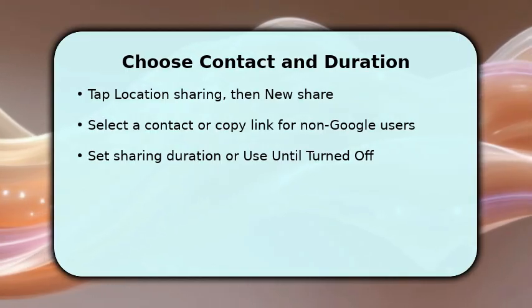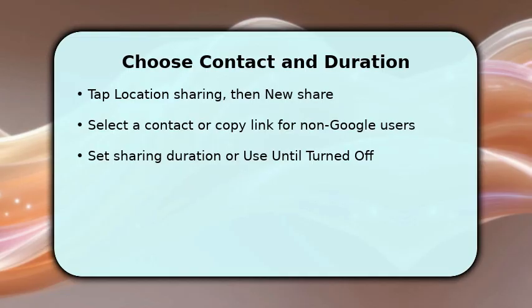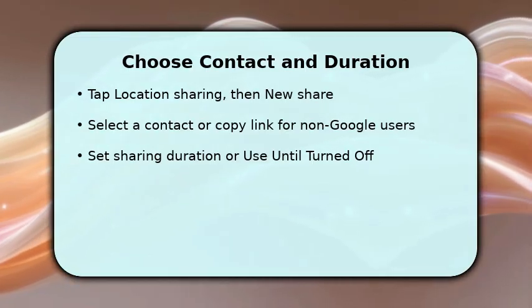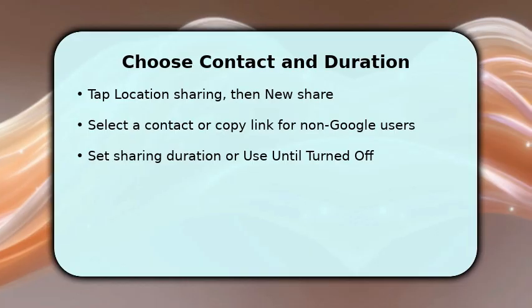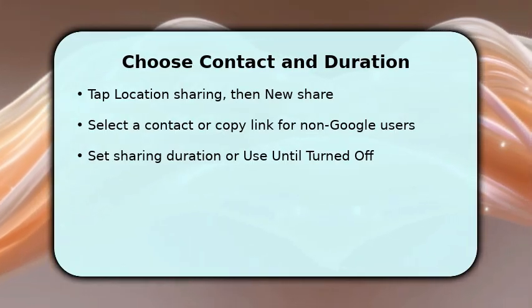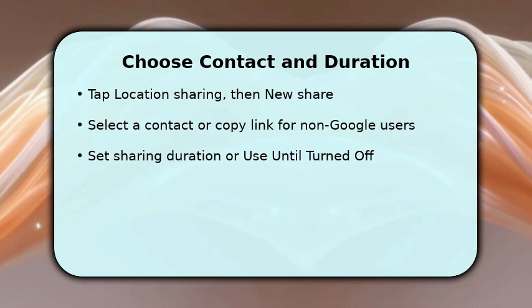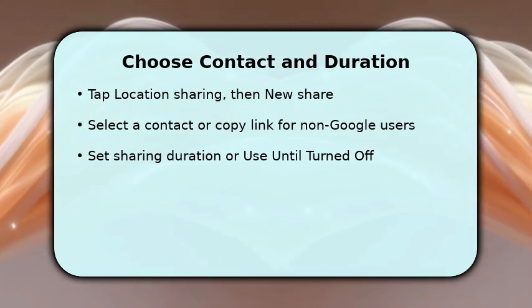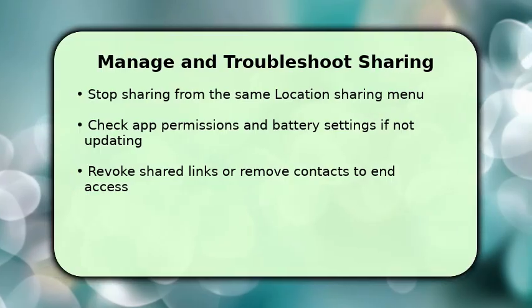Make sure to confirm the contact's account or phone number shown. If you share via link, the link provides real-time updates until revoked, so be cautious who you send it to. Finish by verifying the active shares listed in location sharing and confirm the intended people have access.